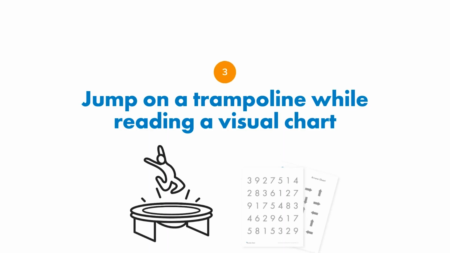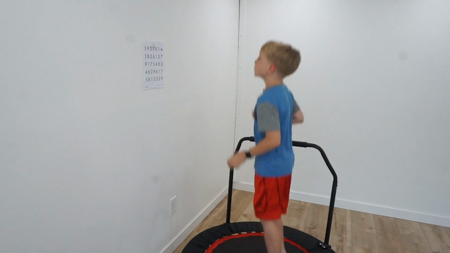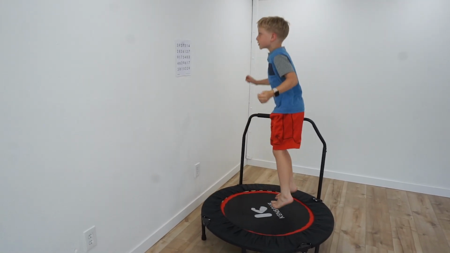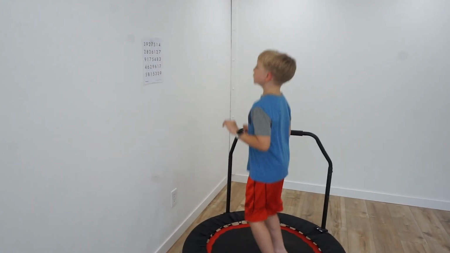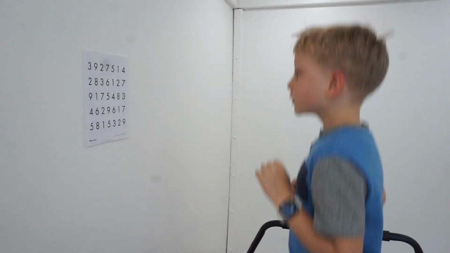Yes, definitely. The next one is jumping on a trampoline while reading letters, numbers, or some sort of visual chart. So this can be done on a large trampoline or one of the mini trampolines. And you, the adult, can hold up the visual chart or hold up some cards while your child is jumping, and they can call out the items while they jump. Or you can put picture cards, letter cards on the wall next to them, and they can read them, find them, maybe throw a ball to a target while they're jumping as well.